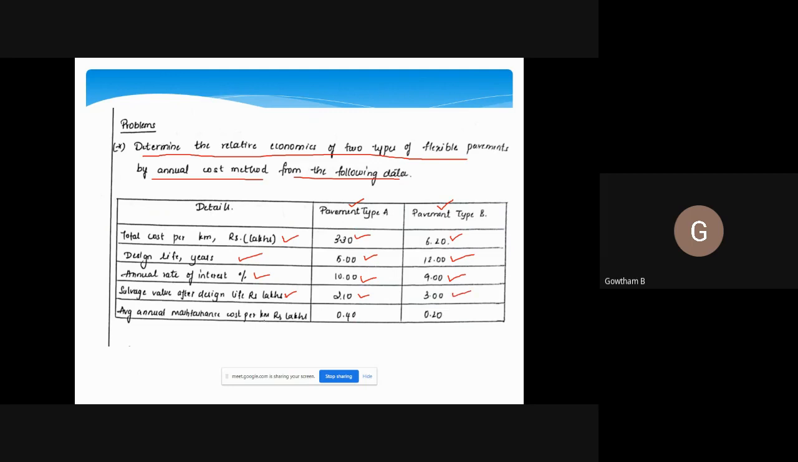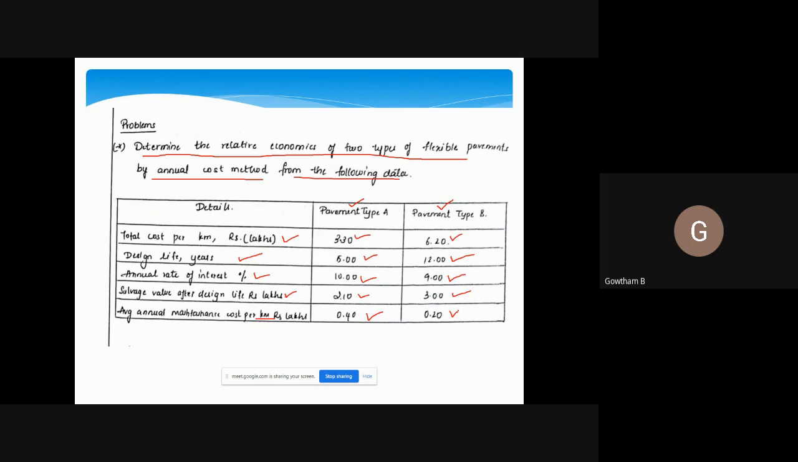And also, pavement type A maintenance cost is 0.4 lakh per year, and pavement type B maintenance cost will be 0.2 lakh per year. This is the data given. We have different investments for pavement type A and pavement type B. Now the task is, out of pavement type A and type B and the investments given, which one is economically viable? That means for which type of pavement the cost per year, or yearly investment, is less.